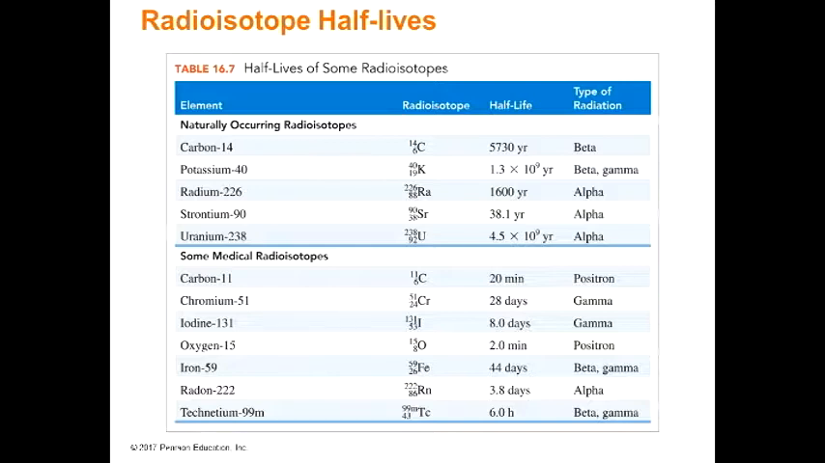Radioactive isotopes that are used for medicinal purposes have shorter half-lives. That's the bottom line. Okay? Get it? So their radioactive decay is faster. You get rid of the isotope much faster. So that's the take-home. Those used for medicinal purposes have shorter half-lives.